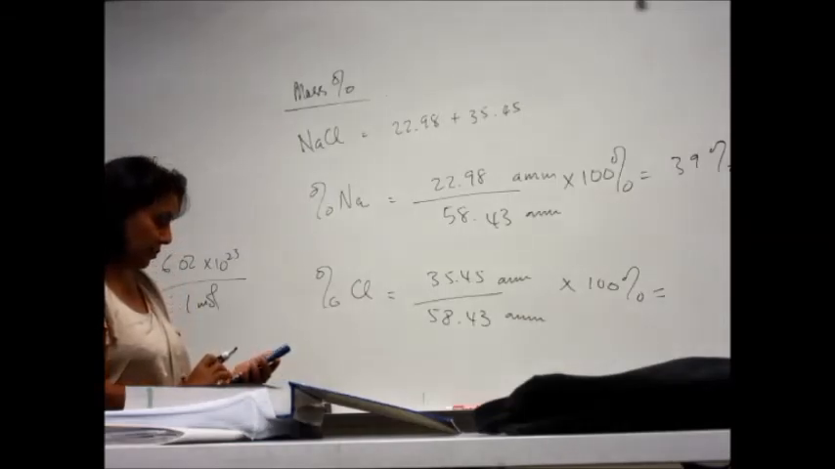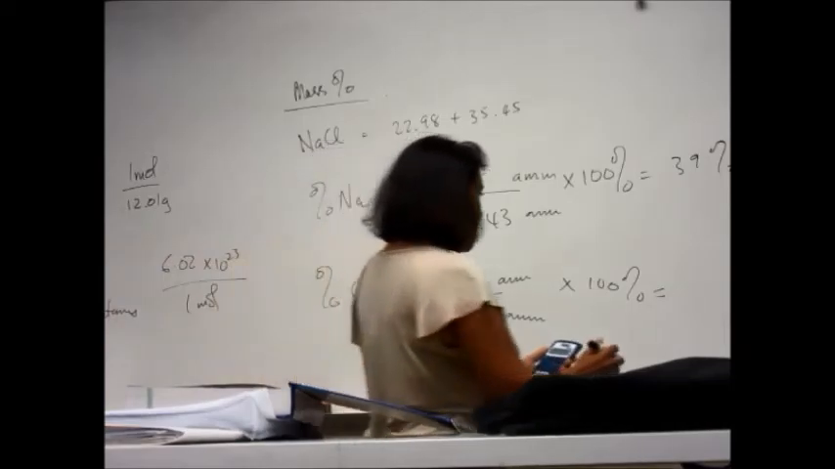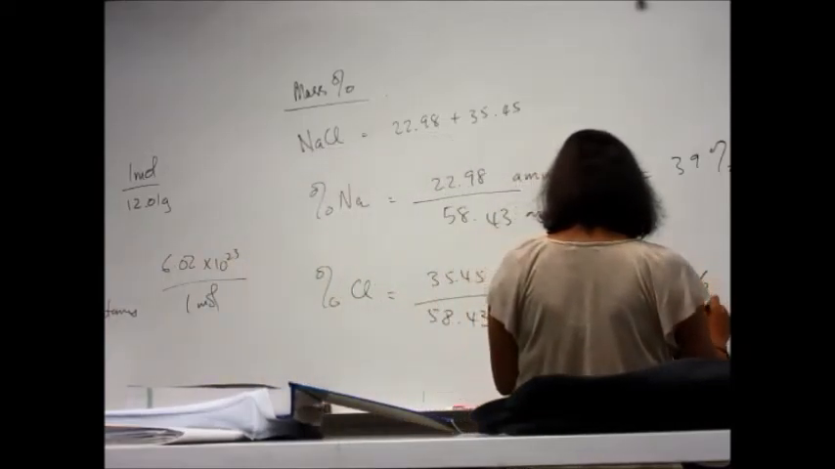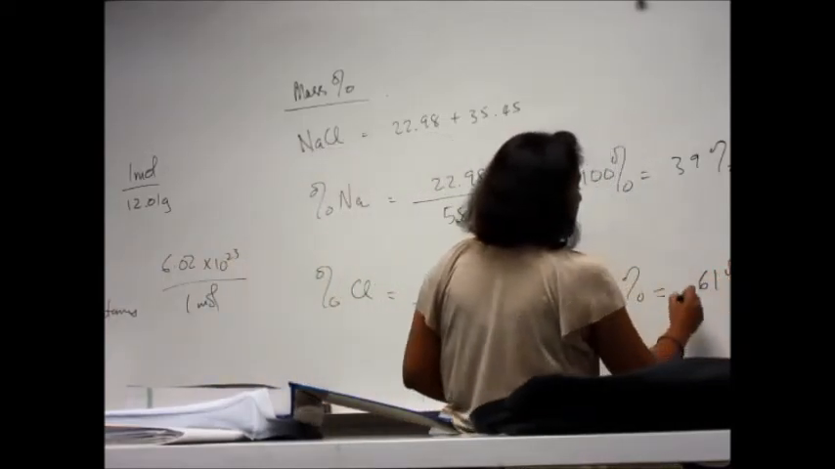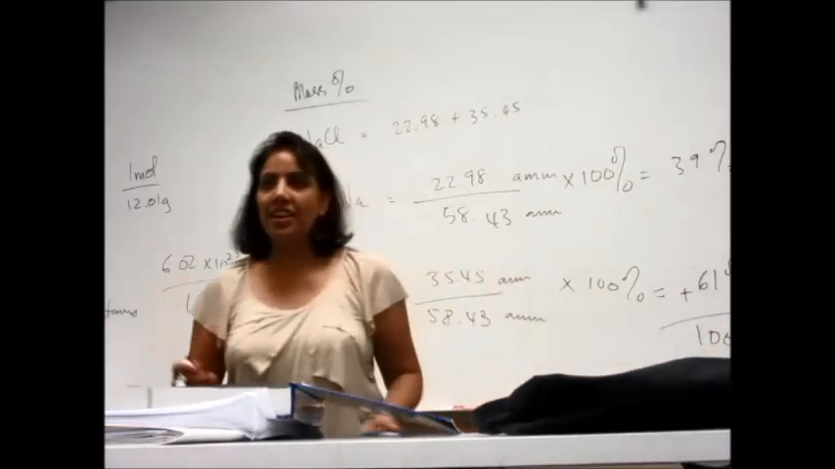Okay, here we go, 39%, and I'm just rounding it off a little bit. And 35.45 divided by 58.43. It's a redundant calculation because I can just subtract from 100%. Okay, but still. Okay, here we go. So this is about 61%, which is fantastic because if I add them, they should come up to be 100%, right?